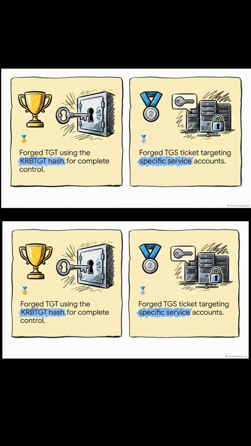A silver ticket is much more limited. It involves forging a ticket granting service ticket, or TGS. This only grants access to specific targeted service accounts, not the whole kingdom. So remember, golden equals full domain, silver equals specific service.